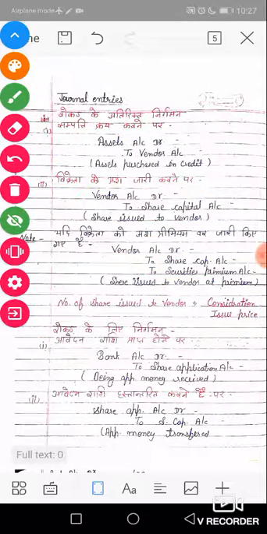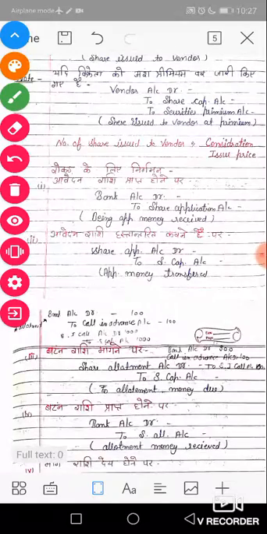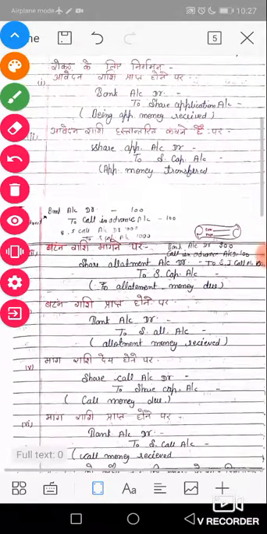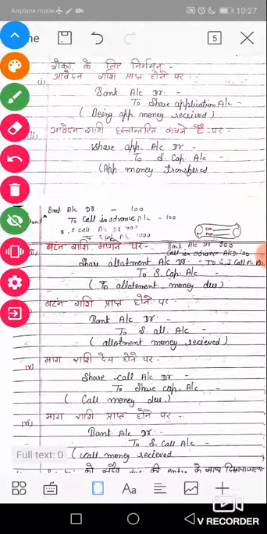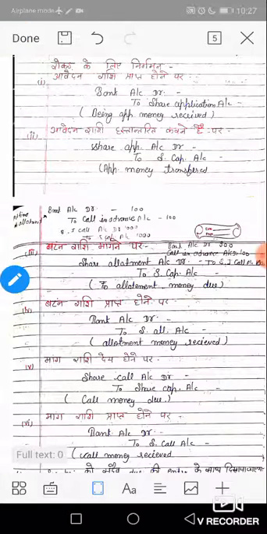Next, if a company issues shares for cash, first of all, if an applicant wants to purchase shares from a particular company, he will fill an application form and deposit application money in a particular bank mentioned in the prospectus of the company.